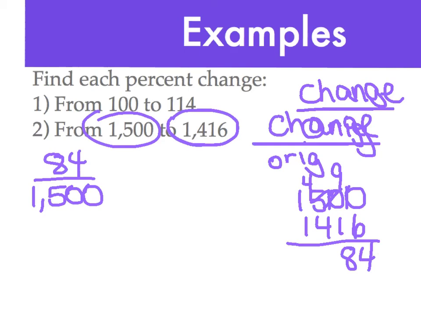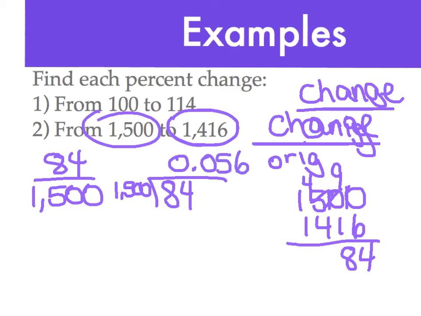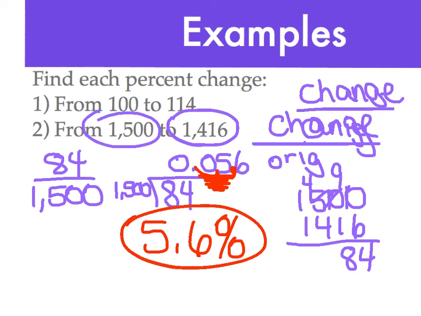In an effort to save time, I'm going to do this really quickly. 84 divided by 1,500. My answer is 0.056. So what percent change is that? Well, I know a percent is in the hundredths place. If I move the decimal 2 places, I can see that this would be 5.6%. That's the percent change from 1,500 to 1,416.